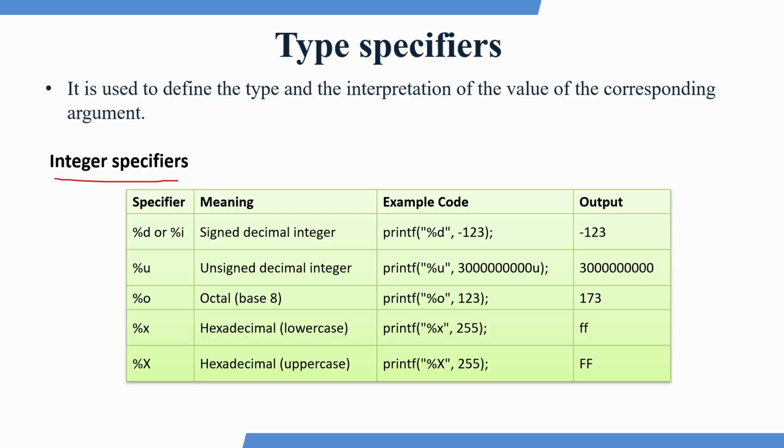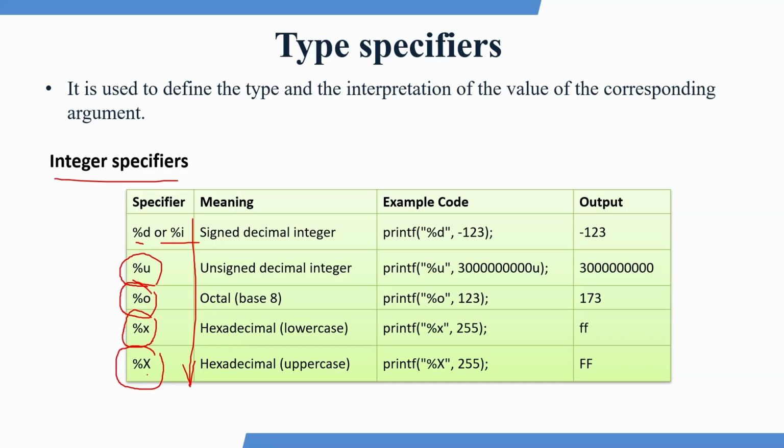See, for integers itself, we have different types of conversions based on different purposes. If we want to show the number as an integer, you can use %d or %i. If you want to show the numbers as only positive values, you can go for %u, and if you want to show the numbers in octal base, you can use %o. If you want to show the number in hexadecimal base, use %x, or if you want to show the hexadecimal numbers in capital letters, you can go for %X.